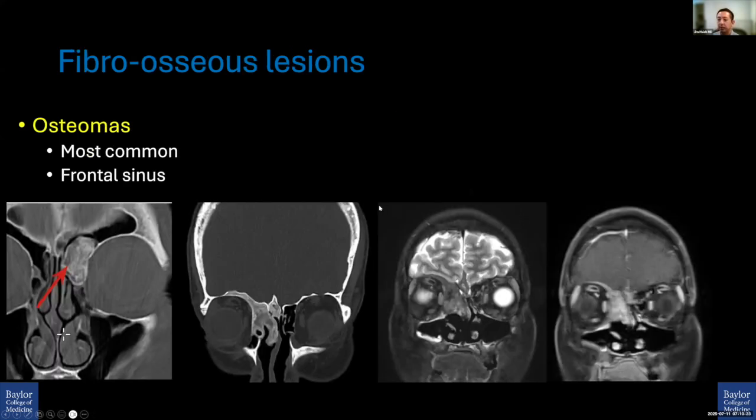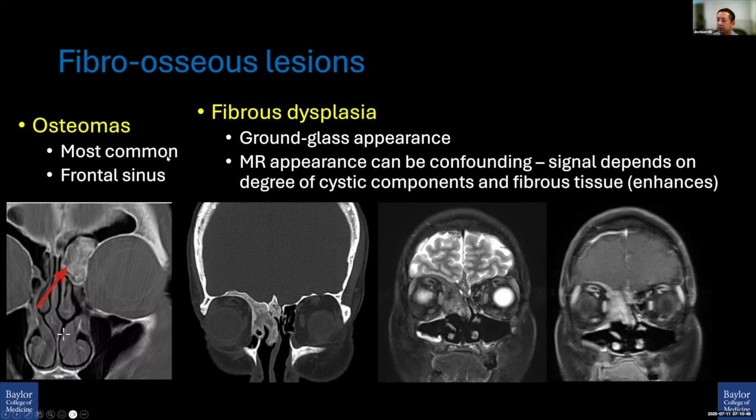Now, there are some lesions that occur in the sinonasal region where the diagnosis begins and ends with CT. In terms of fibro-osseous lesions, the most common is going to be an osteoma. The most common location is in the frontal sinus. And you can see that this is sharply well-marginated, dense cortical bone. The second most common fibro-osseous lesion is fibrous dysplasia, and it typically has this ground glass appearance, and the MR appearance can be variable, and the signal depends on the degree of cystic components and fibrous tissue.